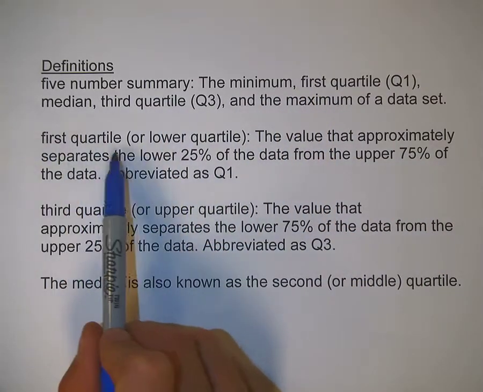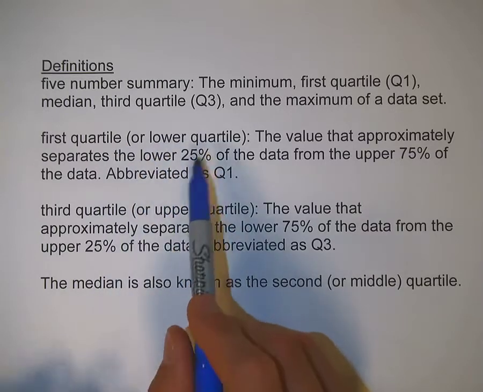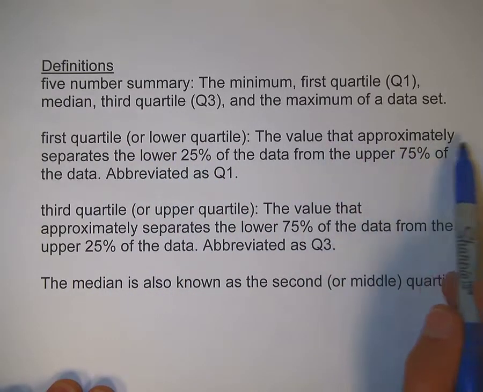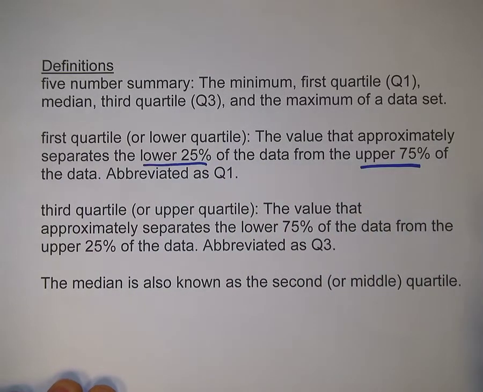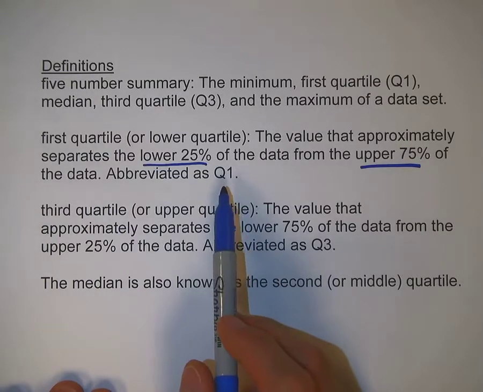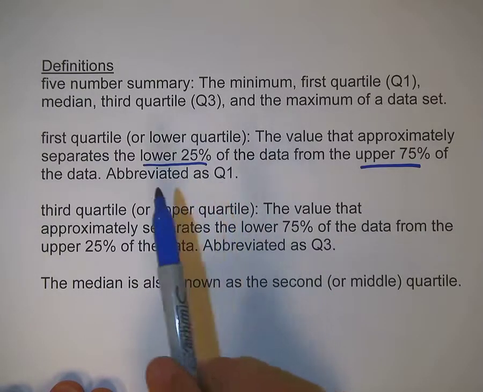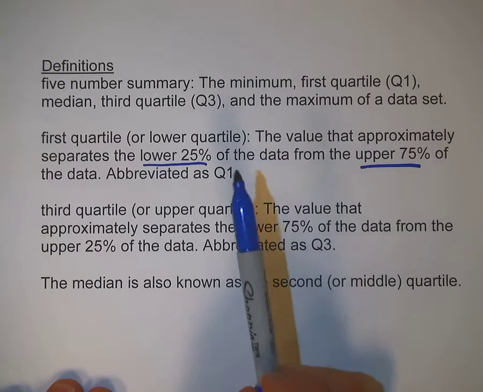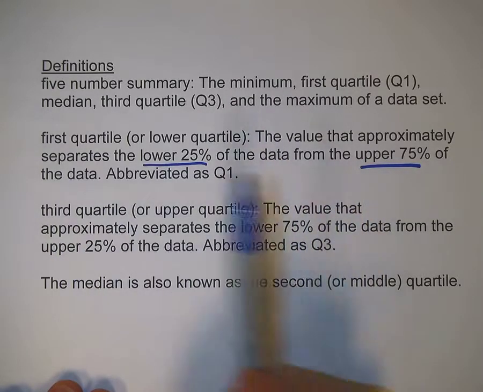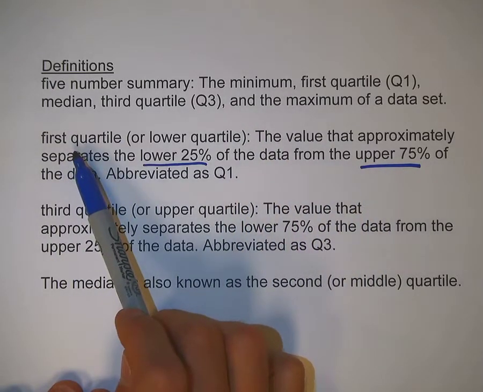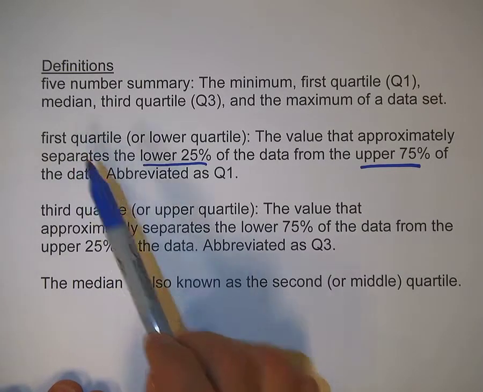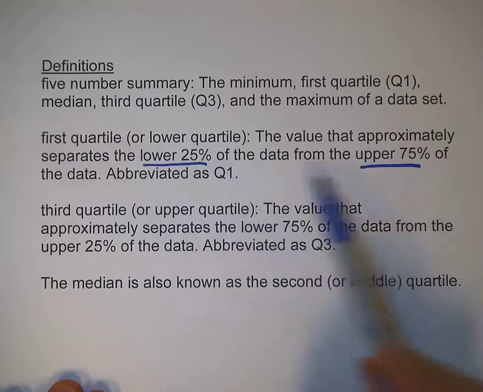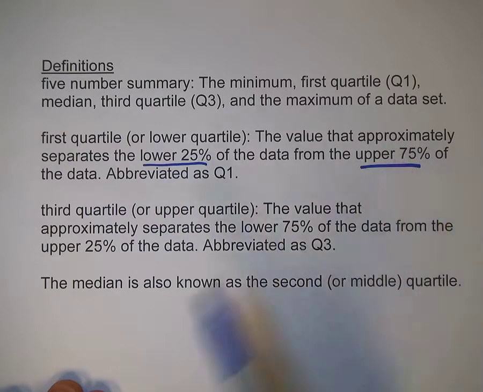The first quartile, sometimes known as the lower quartile, is the value that approximately separates the lower 25% from the upper 75%. It's abbreviated as Q1. Another way to think about this is that the median will split the data into 2 halves. The first quartile splits the first half of the data in half. So it separates the lower quarter from the upper 3 quarters.